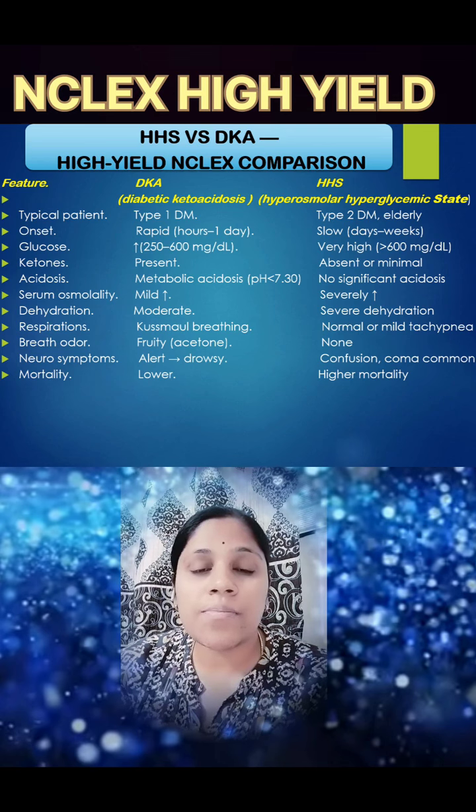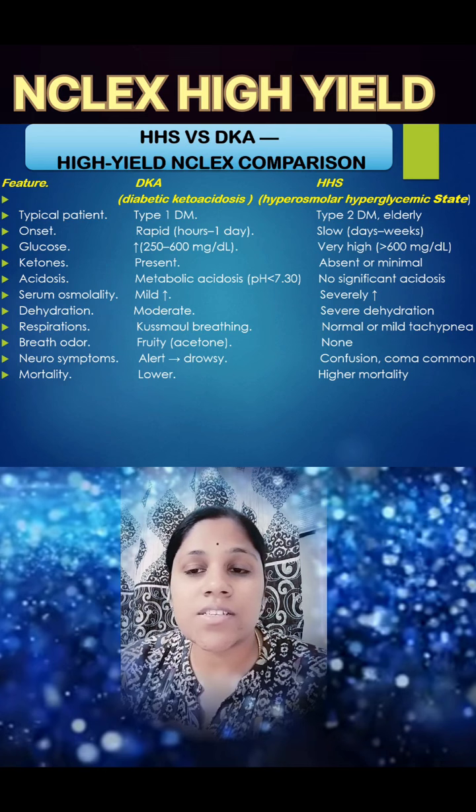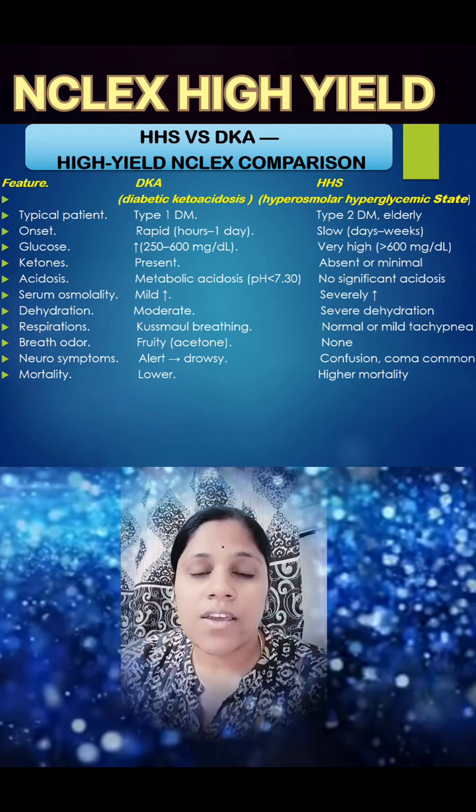And the respiratory pattern mainly seen in DKA patients is Kussmaul respiration. In case of HHS, it is normal, or the patient might have mild tachypnea. And how we can identify the breath odor: in DKA, it is a fruity odor, which is called acidotic breath. In case of HHS, there is no change in the breath odor.